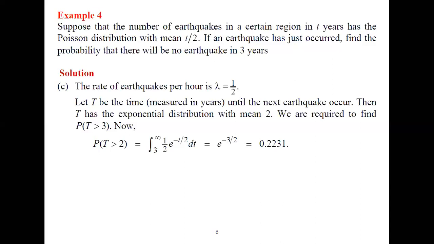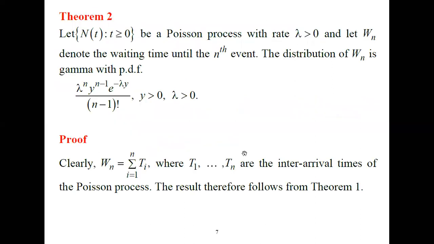This 2 in your handout is supposed to be 3. Typographical error. So you want to find the probability that T is greater or equal to 3. So we integrate the exponential distribution. The exponential distribution with mean 2 is given by 1/2 e raised to the power minus t/2. So you integrate that from 3 to infinity, and that will give us e raised to the power minus 3/2, which is 0.2231. Good. So that's example 4.